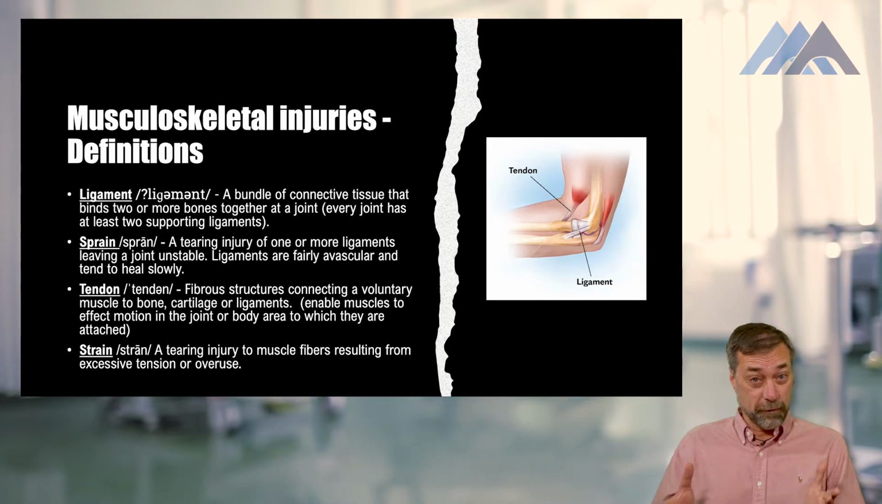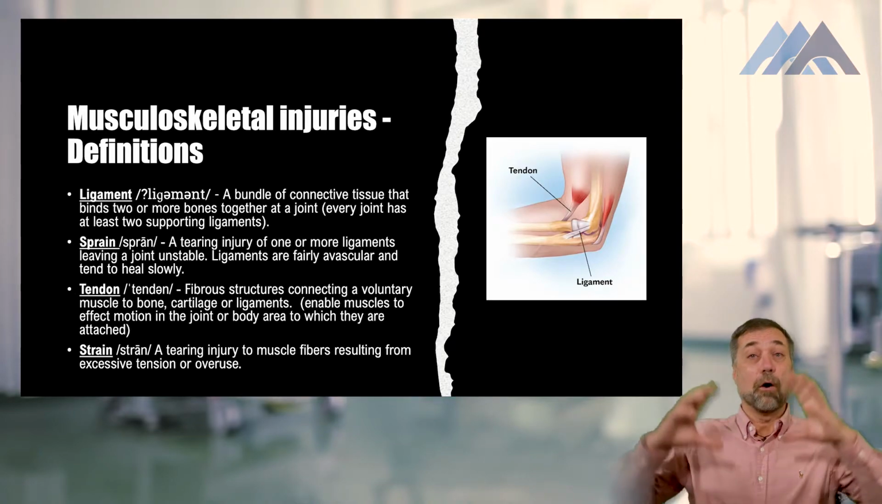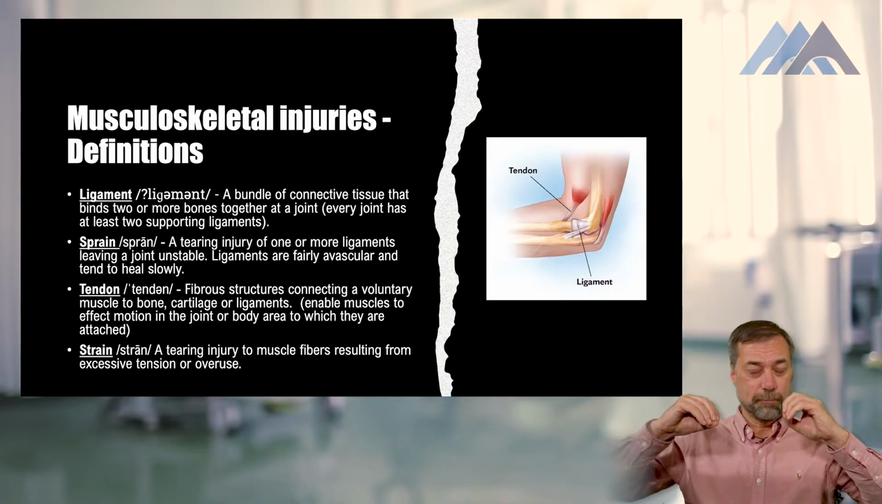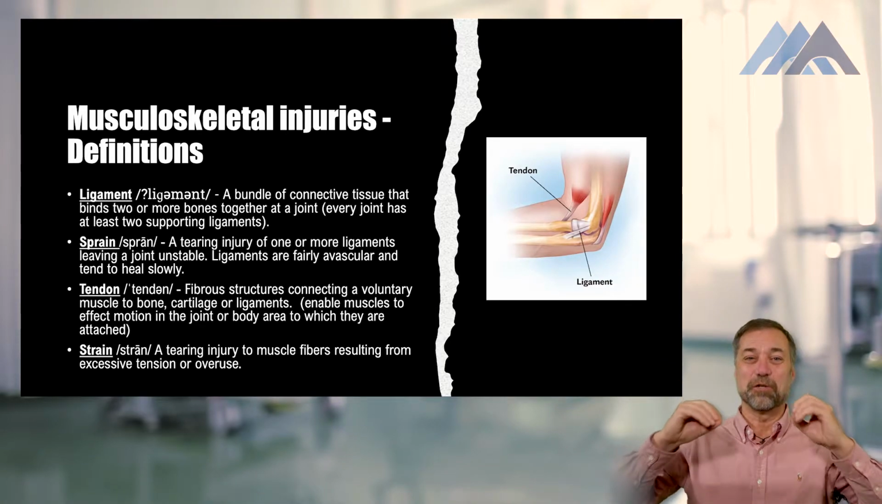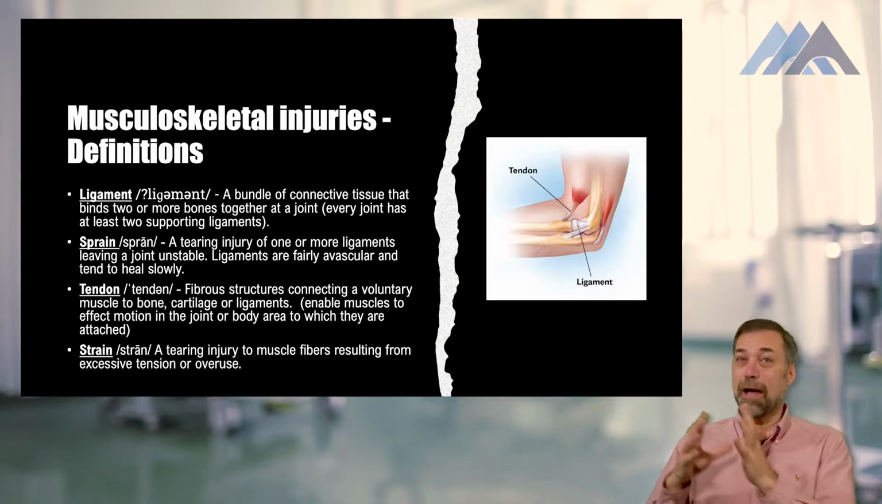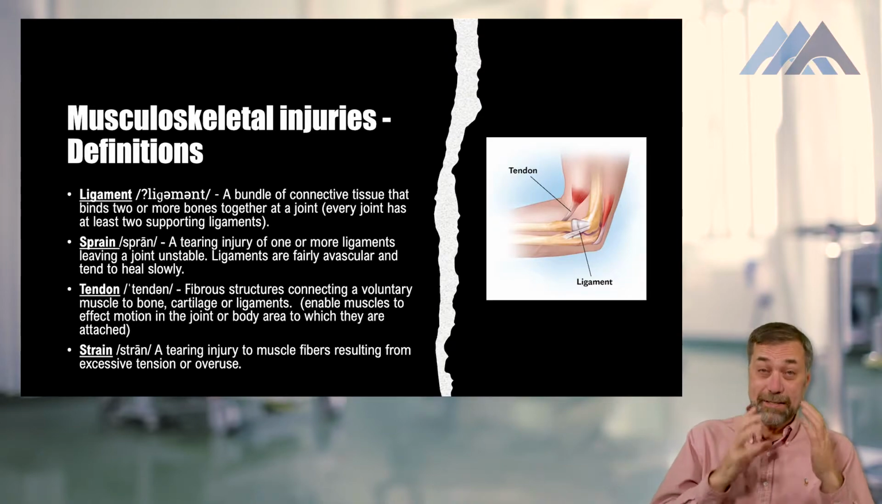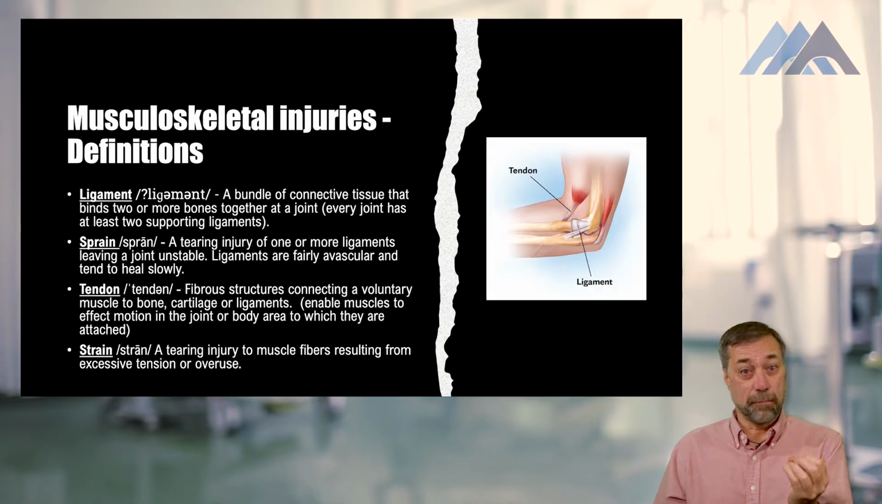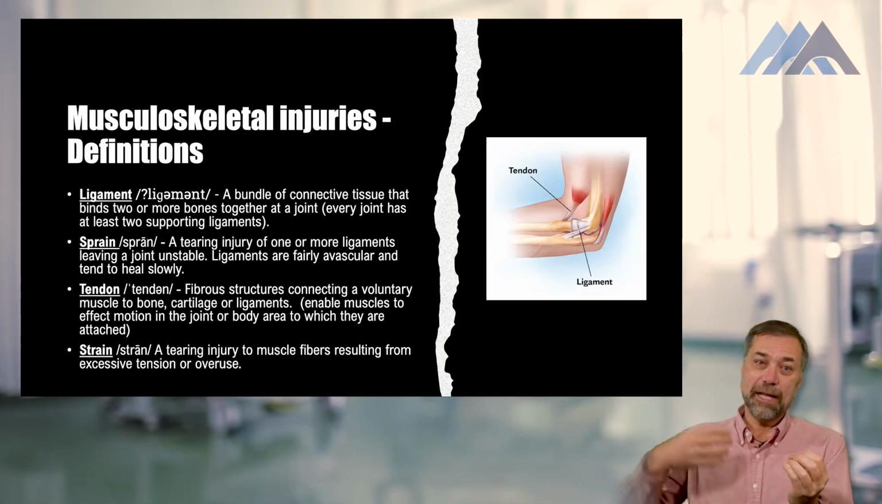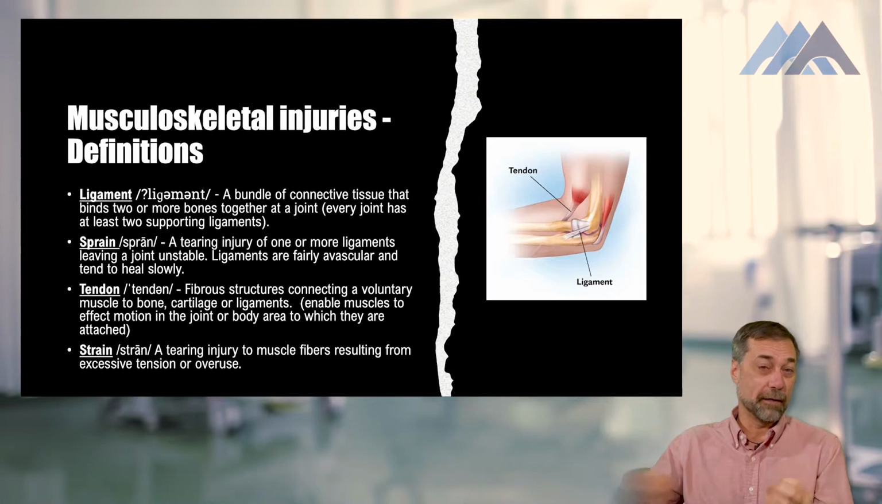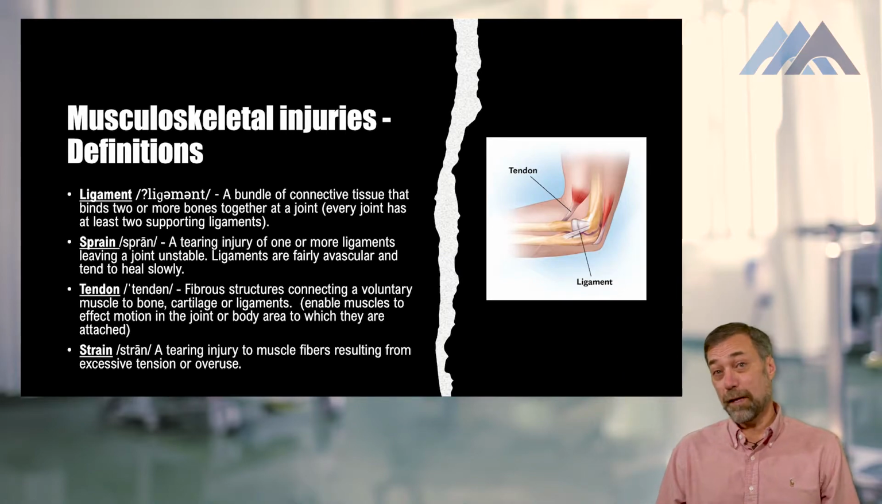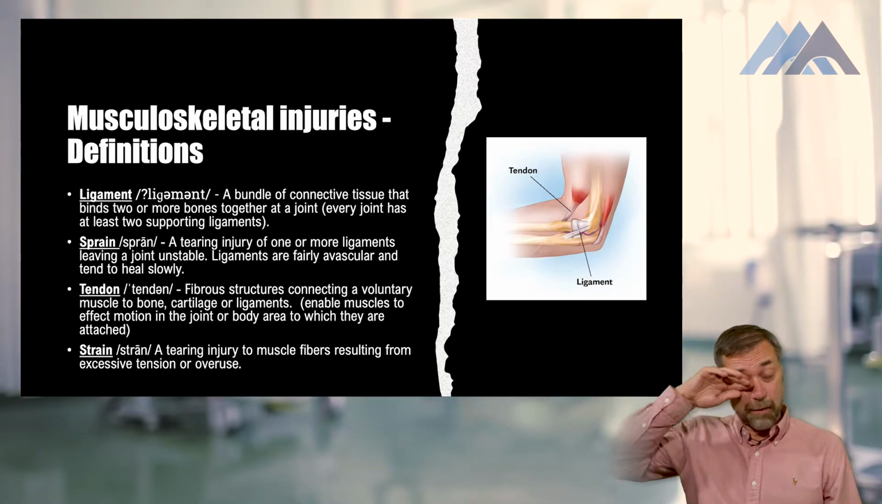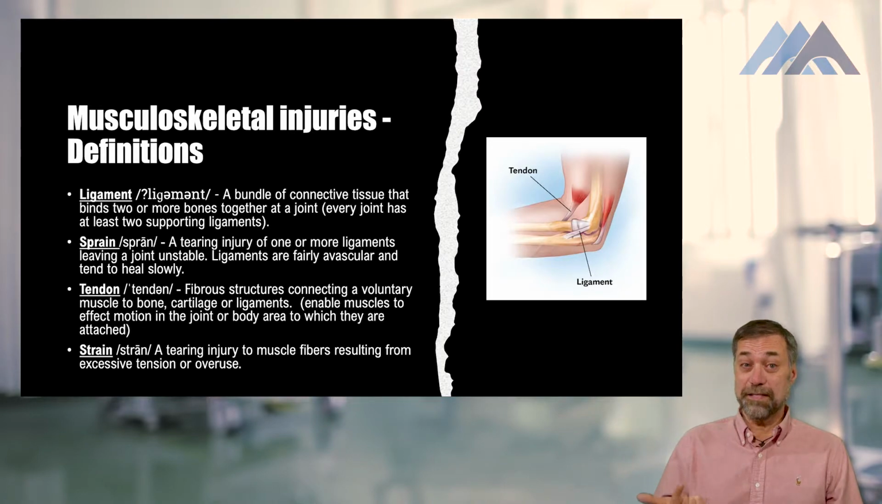So, as a quick review, a ligament holds bones together at a joint, and if you injure it, you have a sprain. A tendon holds a muscle to its attachment point like a bone, and if you injure a tendon, you have a strain. Now, a couple ways that I remember these. Tendon starts with T, and strain has a T in it. That might help you remember the difference.